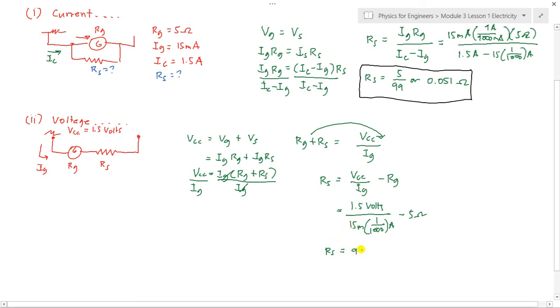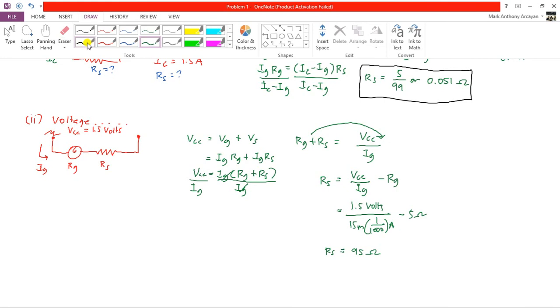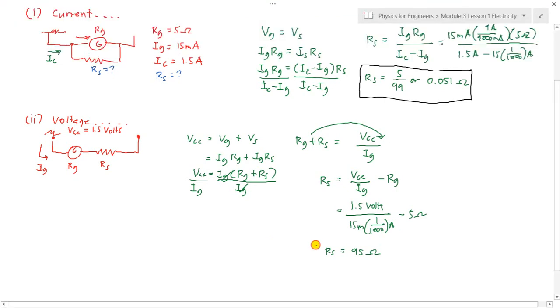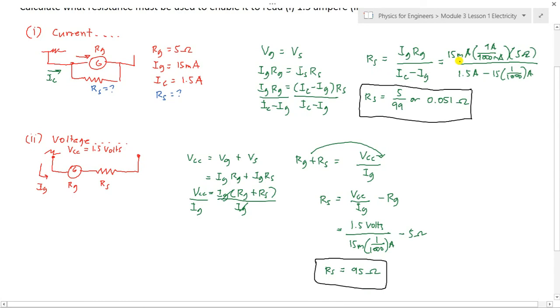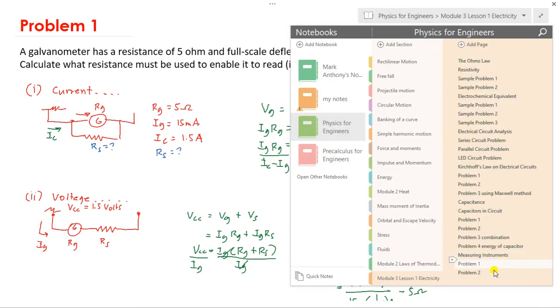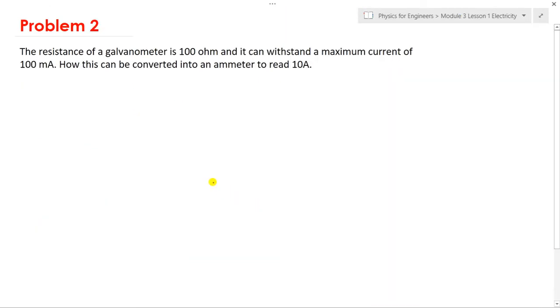So dapat, para makaread ka og 1.5 volts, dapat 95 ohms ang imong i-connect in series with the galvanometer. So mao na siya, class. Then let's proceed to the last problem.